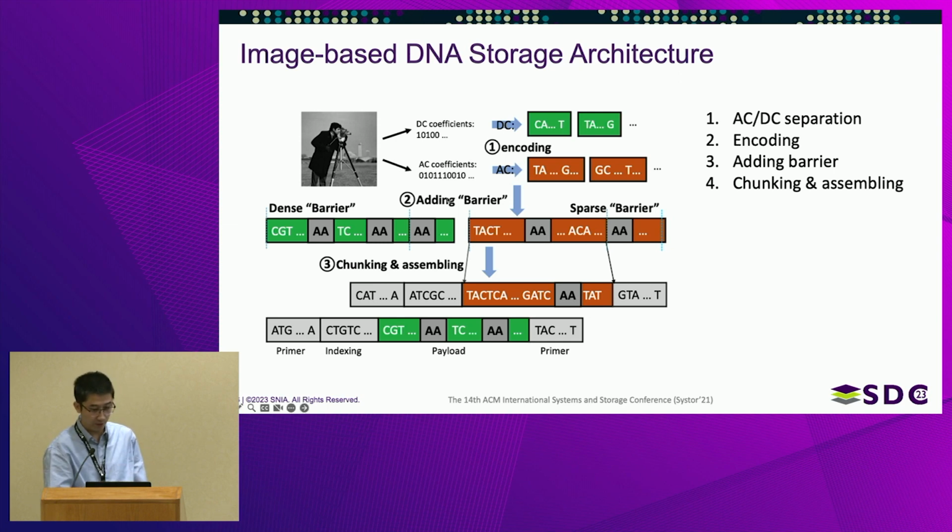And then we go through the encoding scheme, maybe the rotation code, and then encode into the ATGC pattern. We also try to introduce some barriers into the DNA strings, to prevent the so-called error propagation introduced before. Later we will see why we want to introduce barriers. And then we do chunking and assembling, associated with primers, indexing, or ECC codes within the DNA strings.